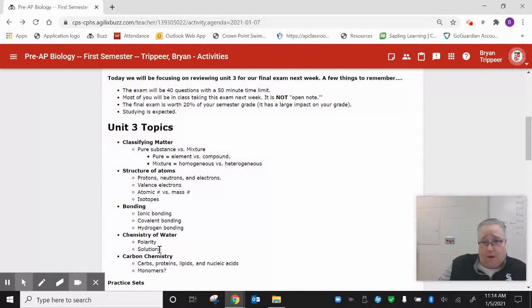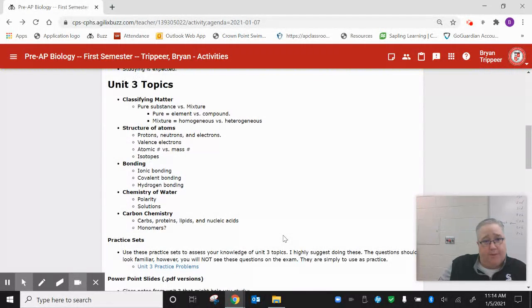So the chemistry of water is important. Polarity, we should know what solutions are, solvent and solute, for example. And then we got into carbon chemistry. You need to make sure you know the 4 different organic compounds: carbs, proteins, lipids, and nucleic acids. And you should know what the monomers are that make them up. So again, I gave lecture notes on that.